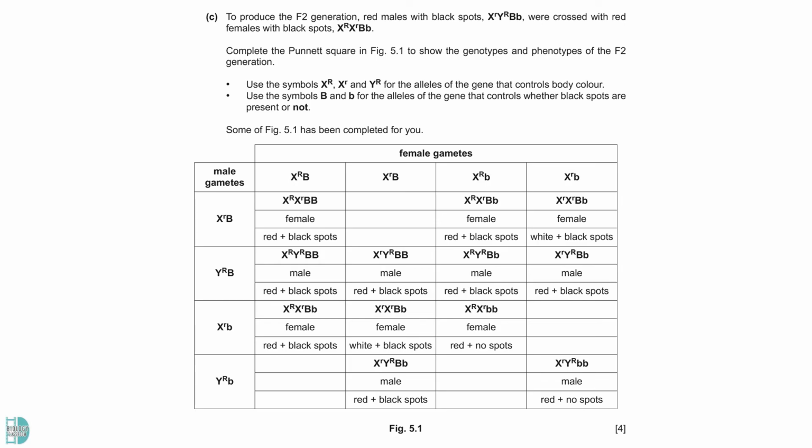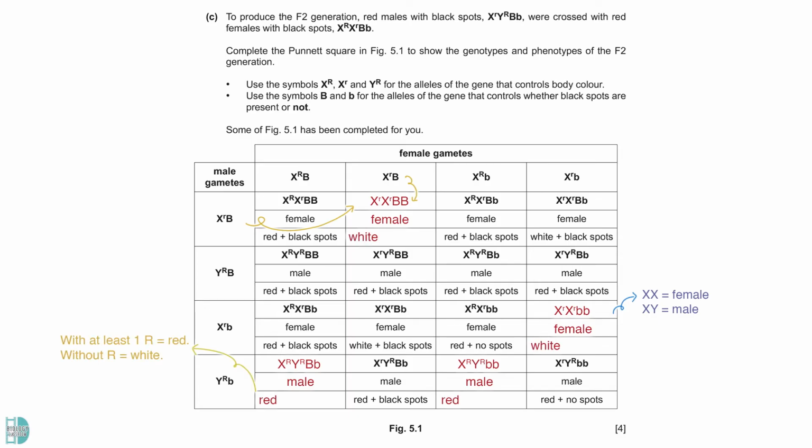In C, we have to complete a genetic cross. The genotypes of the individuals are the combination of the gametes from both parents. X and Y are the sex chromosomes that determine gender. XX is female, while XY is male. Those with at least a big R on the X chromosome are red, the rest are white. With at least one big B allele, black spots are formed. Homozygous recessive individuals have no spots.